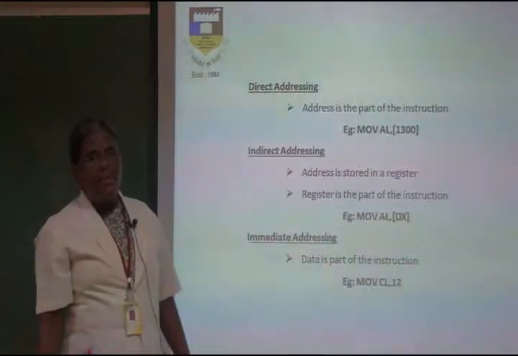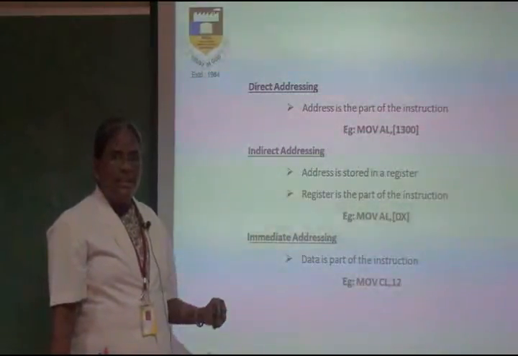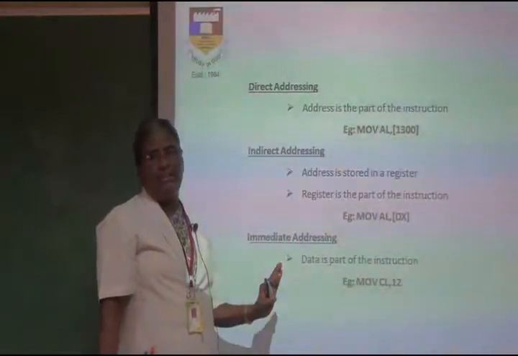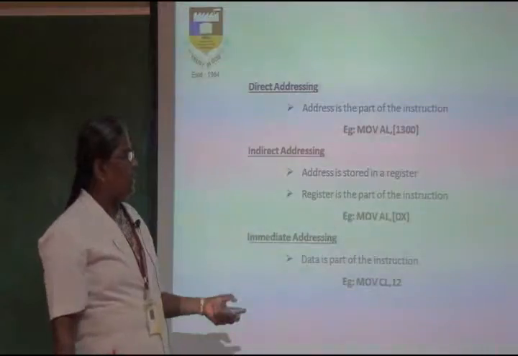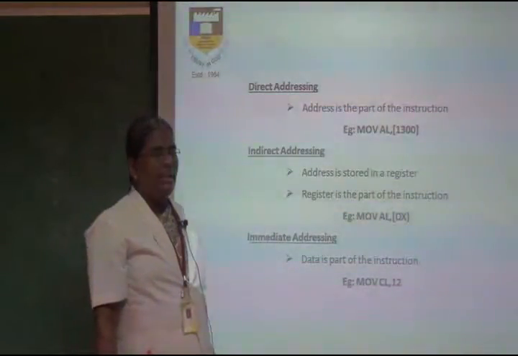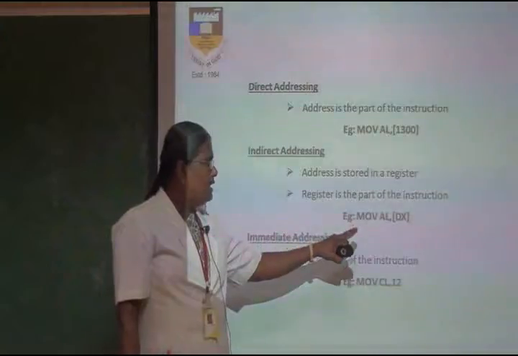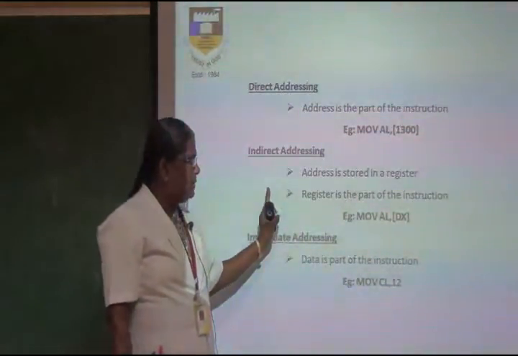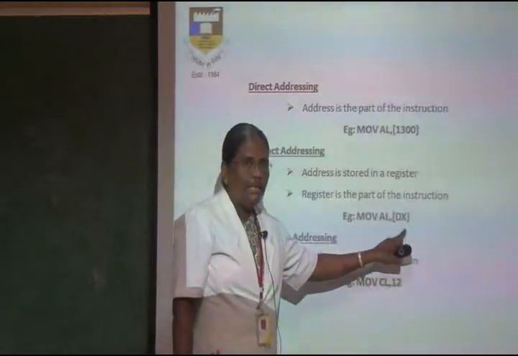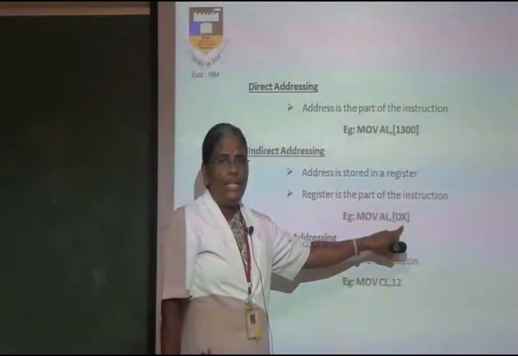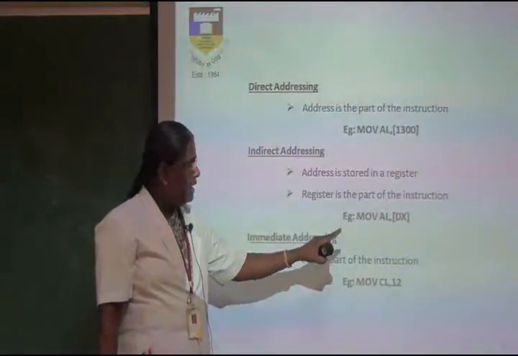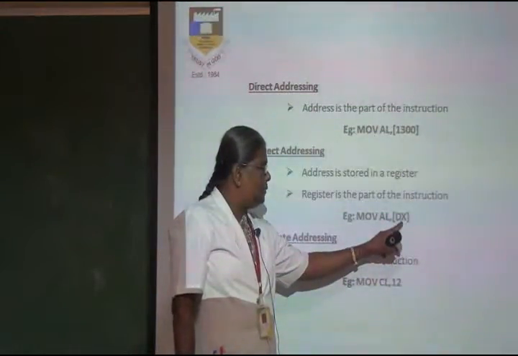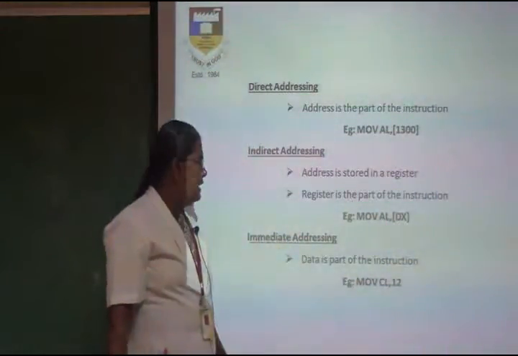Then indirect addressing means the address of the data is stored in a particular register. That register will be part of the instruction. Example is MOV AL, [DX]. That means the contents of the memory location pointed by the DX register. So the BIU, the bus interface unit, goes to the DX register, finds the contents of the DX register, and then the contents of that memory location pointed by DX are moved to the AL register.